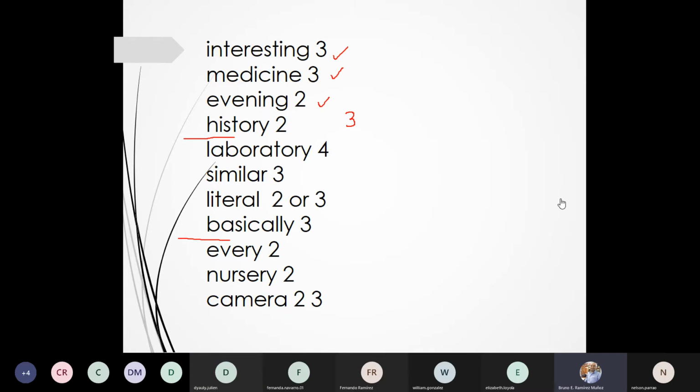The second set, I don't know if Esther, are you available, or if your microphone is working. Go for the second set, please. I don't know how to say the first one. Well, the second one is similar, literal, and basically.